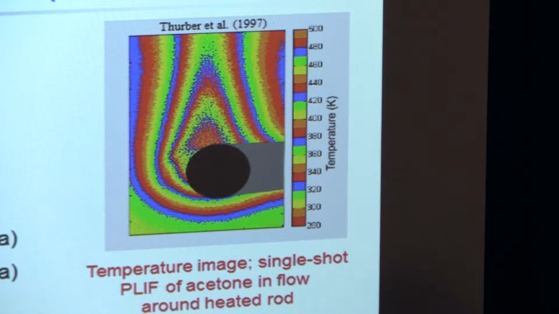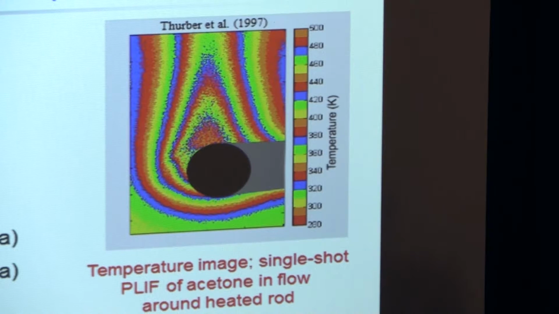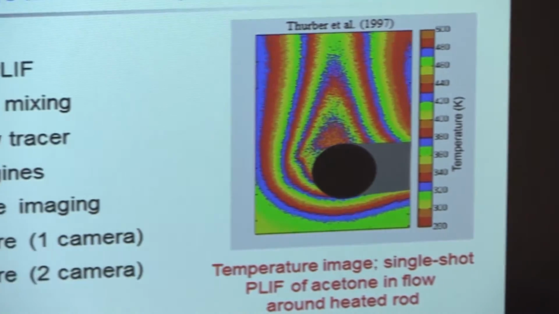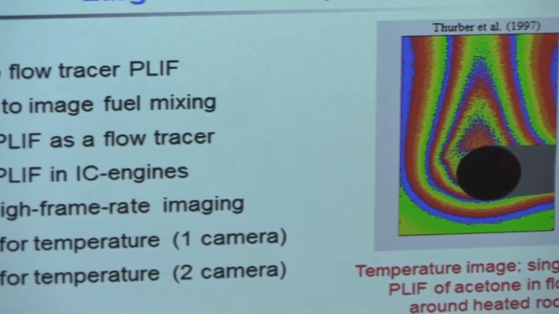So what I want to do now is talk about what you can do by combining PLIF with flow tracers, where you might be interested in a lower temperature flow, below maybe 900 degrees Kelvin, where the tracer would still be chemically stable. And so we'll look at some flow tracers. The first one that really became important was acetone. That's a ketone molecule. I'll tell you about that.